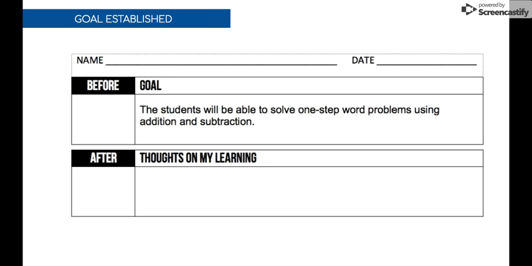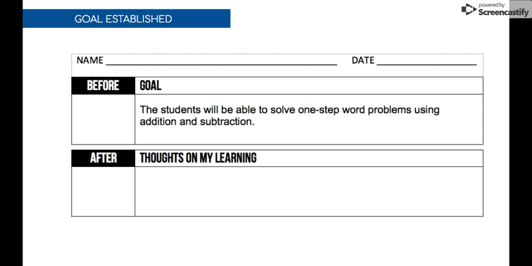So after that, we would do establishing our goal for the lesson. And this is just a goal sheet that I've put together. Before the lesson, I would have the students read the objective, which is the students will be able to solve 1-step word problems using addition and subtraction. And I would have them evaluate themselves in the before column and give themselves a number between 1 and 4.